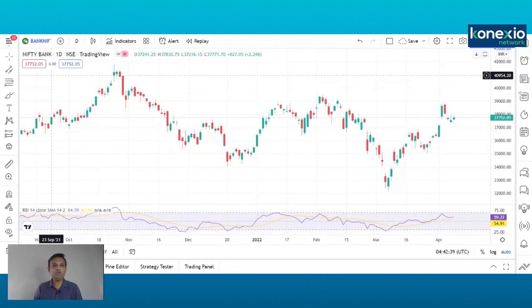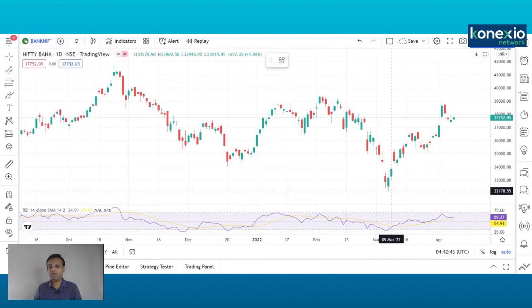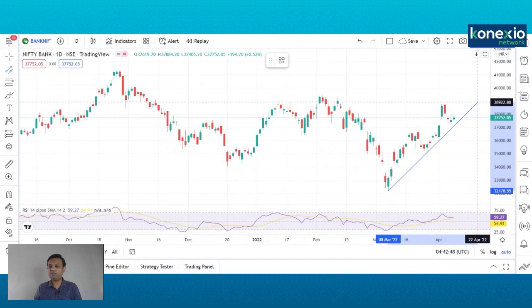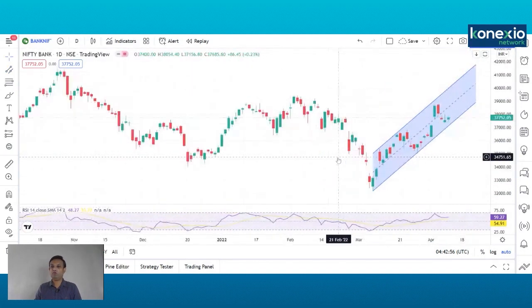Again, in Bank Nifty also we have been advocating about this rising channel, and we are still saying that the channel has been intact. So most probably until and unless this channel is breached decisively, the trend would remain positive.